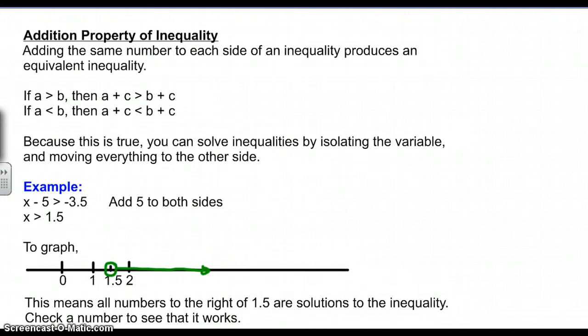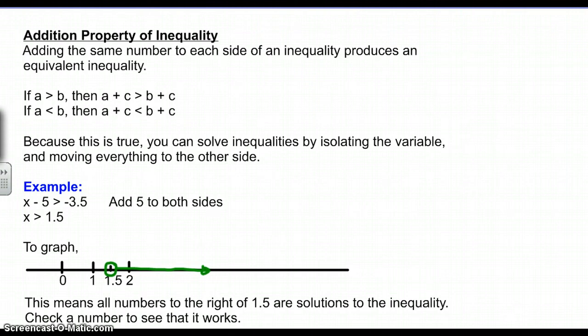The addition property of an inequality says that adding the same number to each side of an inequality produces an equivalent inequality. In other words, if a is greater than b, then a plus some number c is greater than b plus some number c. If a is less than b, then a plus c is less than b plus c. Because this property is true, you can solve inequalities by isolating the variable, adding to move everything to the other side.